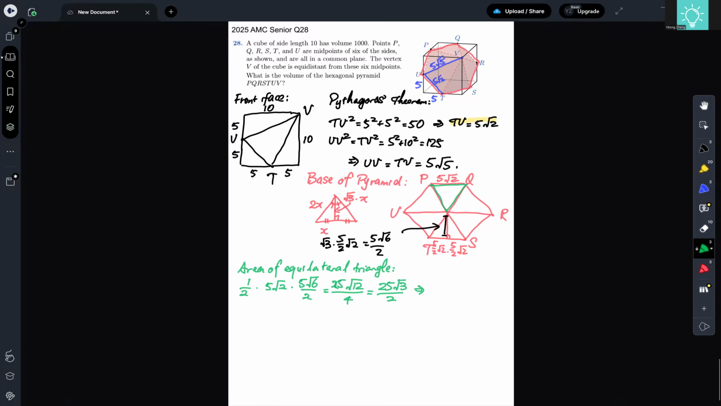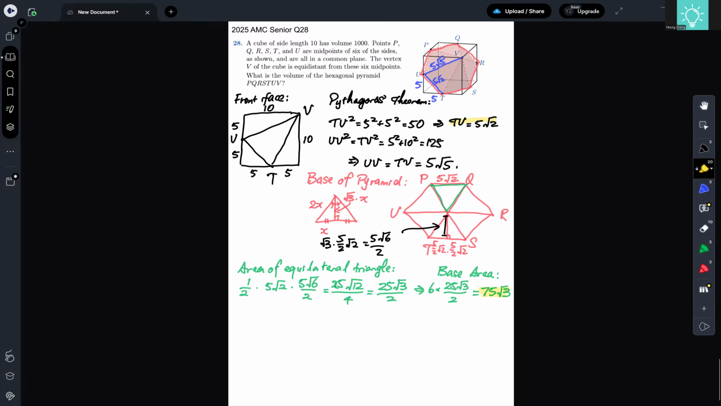And from there, we can see that the base area is just 6 times the area of each triangle because there's 6 triangles in the base. The 6 and the 2 cancel. We get 3 times 25 square root of 3. That's 75 square root of 3. So we've worked out the area of the base of the pyramid.